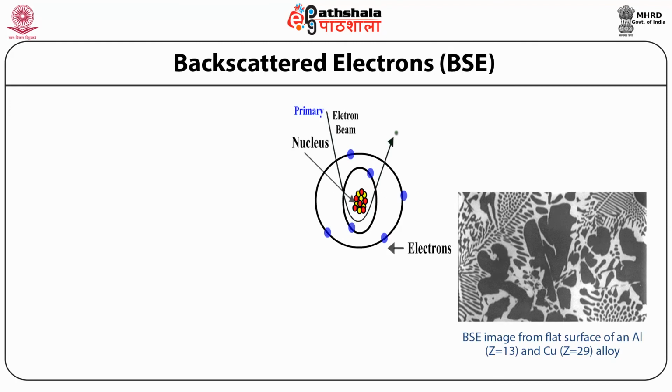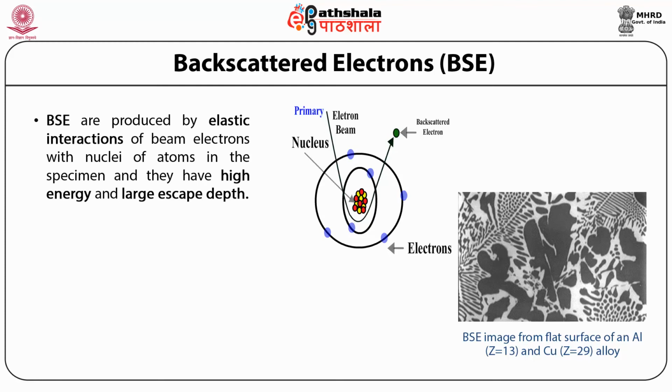Backscattered electrons, or BSE. This figure shows the emission of the backscattered electrons. They are produced by elastic interactions of beam electrons with nuclei of atoms in the specimen, and they have high energy and large escape depth. This figure shows a BSE image from the flat surface of an aluminium, having Z equal to 13, and copper, having Z equal to 29, alloy.